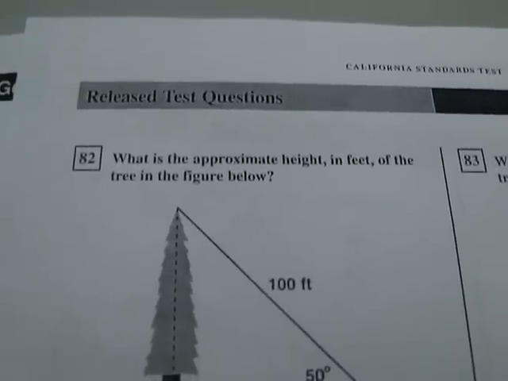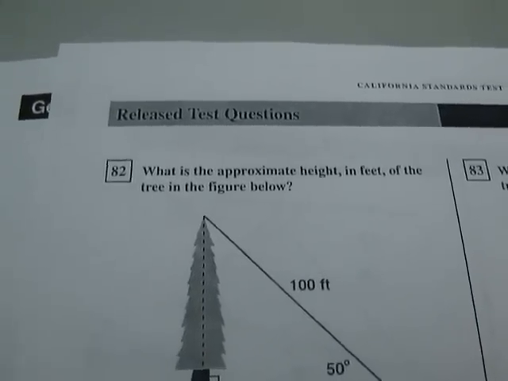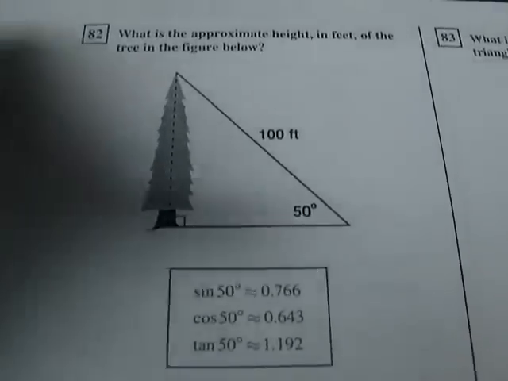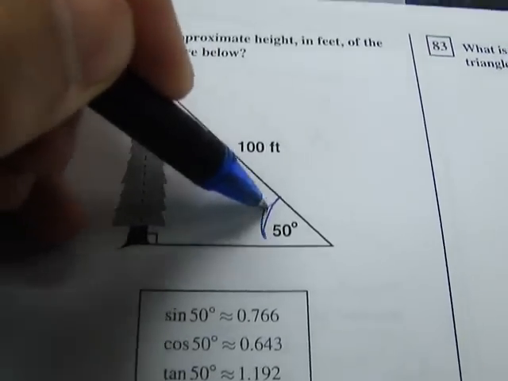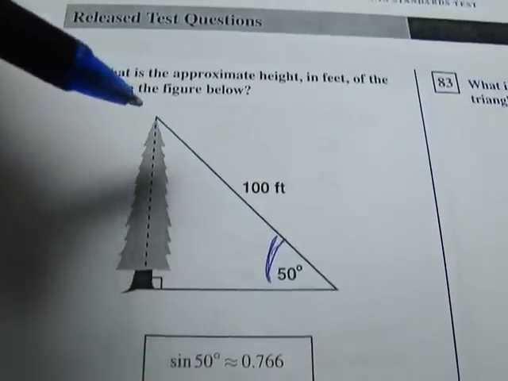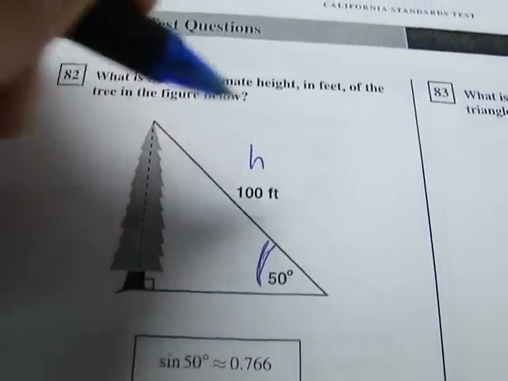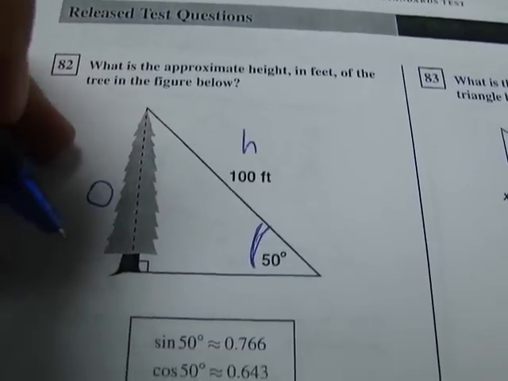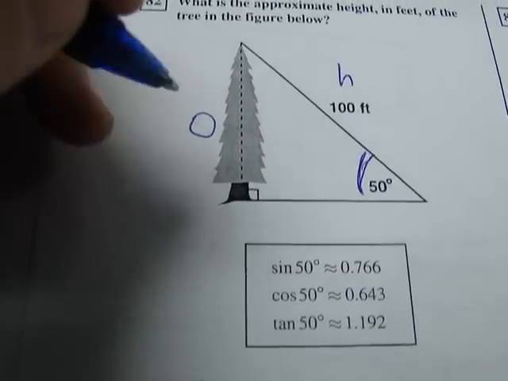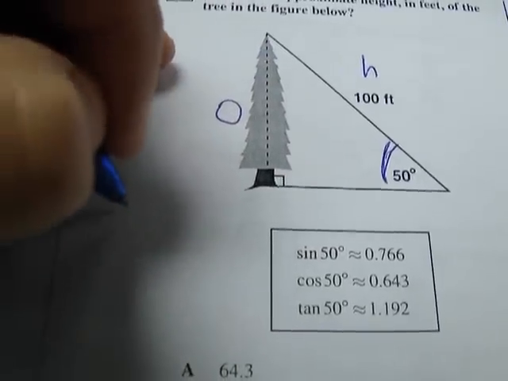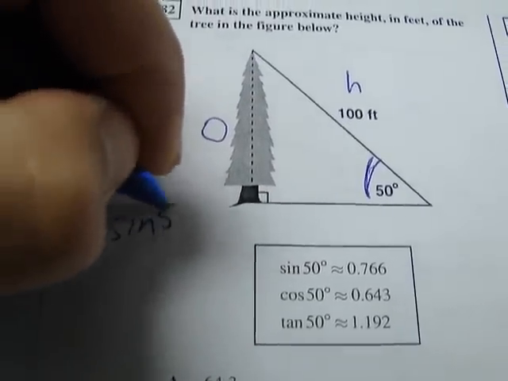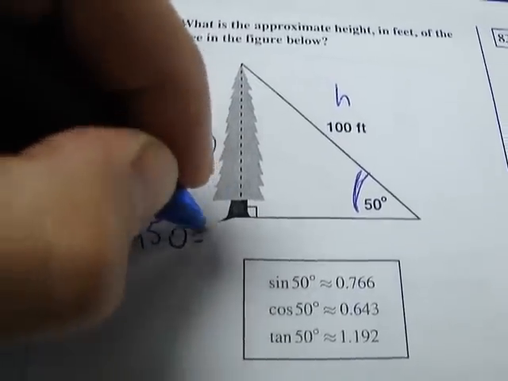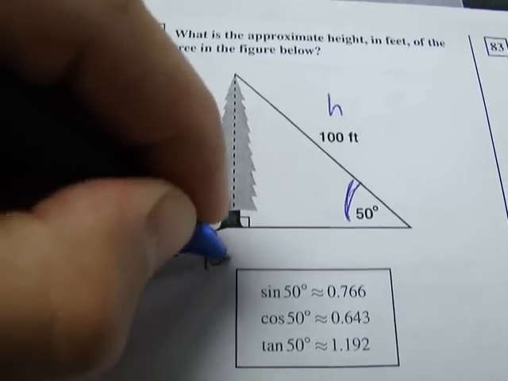What is the approximate height in feet of the tree in the figure below? Okay, so we've got this angle here, 50 degrees, and we've got 100 feet for our hypotenuse. We want to find the height. Well, the height from there is called the opposite. So what we've got here, again, is another opposite hypotenuse or sine problem. So the sine of 50 equals O over 100.